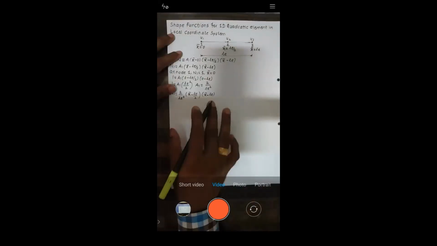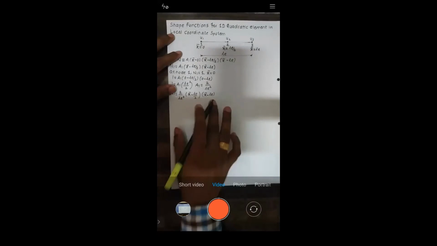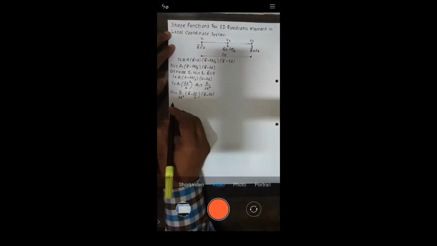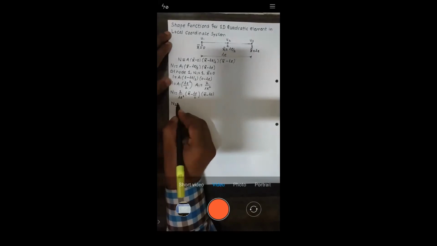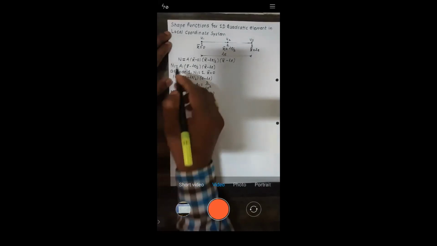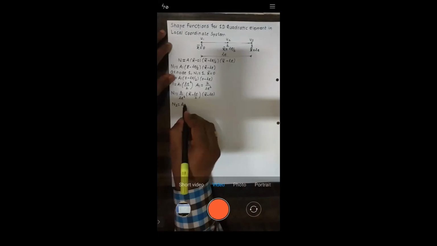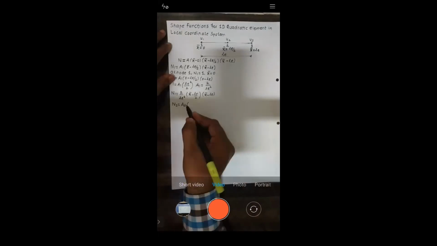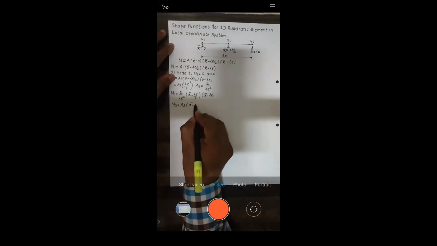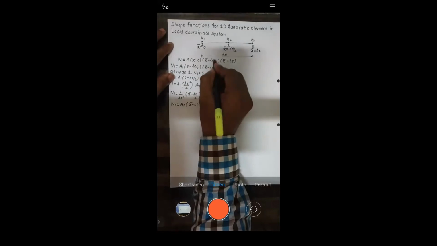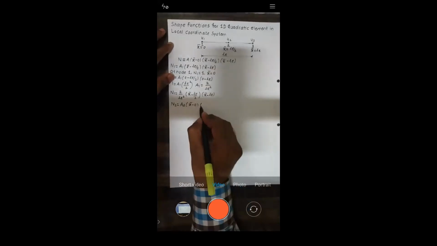Now see, can you write down N2? N2 is equal to A2 into x bar minus 0. Right, x bar minus 0. Now your second term you don't take, because it is for the second node. Then x bar minus Le. Right.